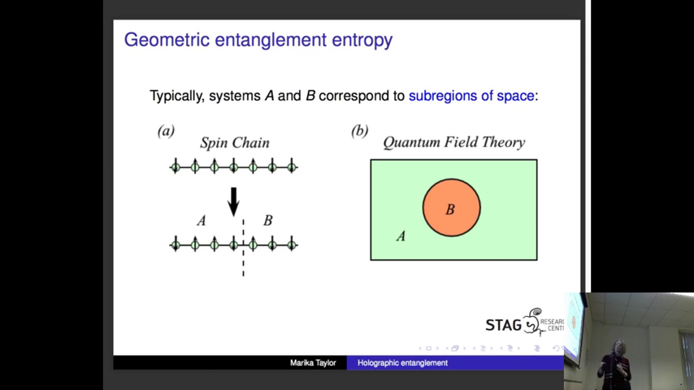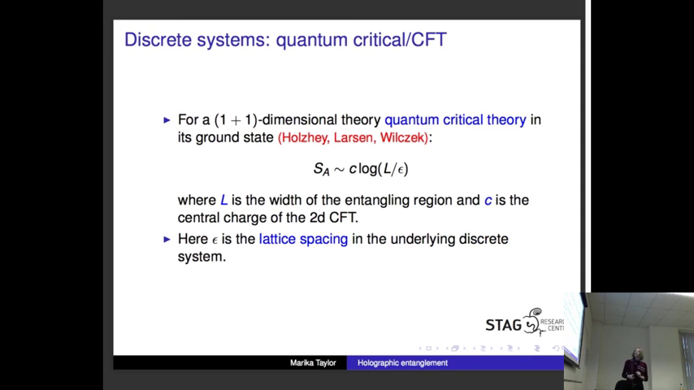If I go back to my picture, suppose my region A had some finite width; here I've shown it as semi-infinite. What they showed is that in a CFT, the entanglement entropy scales with the log of this width. If you want to think intuitively why that is, in a CFT the correlation functions don't fall off exponentially, they fall off with power laws, and that's essentially the origin of that log. The coefficient C is the central charge of the two-dimensional conformal field theory, the famous central charge. The log has to be dimensionless, so there must be some parameter in here, and the parameter that shows up is the lattice spacing in the underlying discrete system.